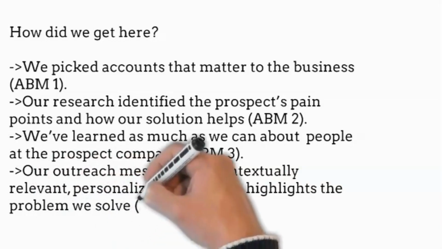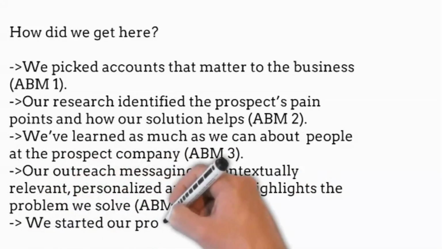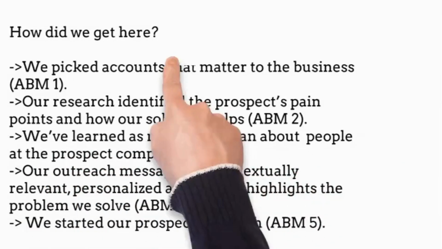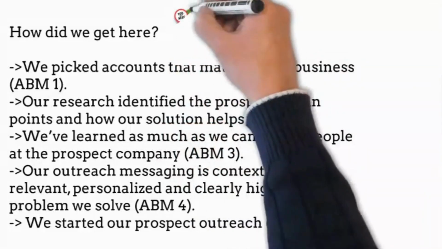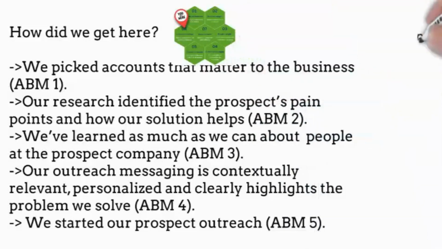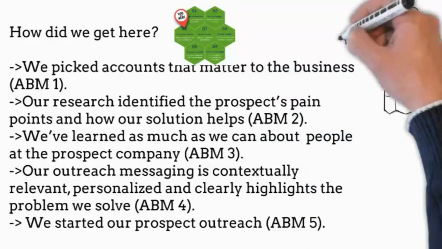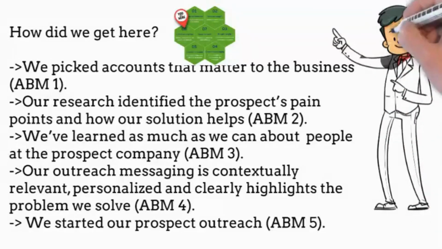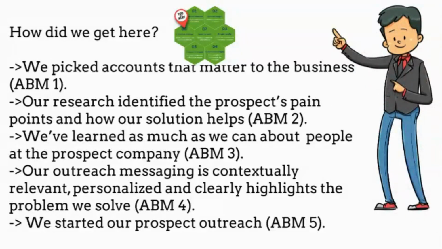Then our outreach messaging is contextually relevant, personalized, and clearly highlights the problem we solve. That's ABM 4. We start the prospect outreach in ABM 5. But deliberately in the background, we have to be mindful of the fact that the customer journey, ABM 6, has to be outlined and be in place.